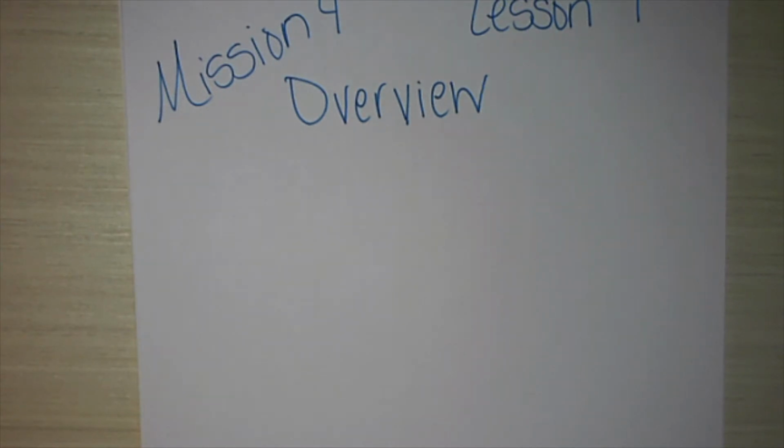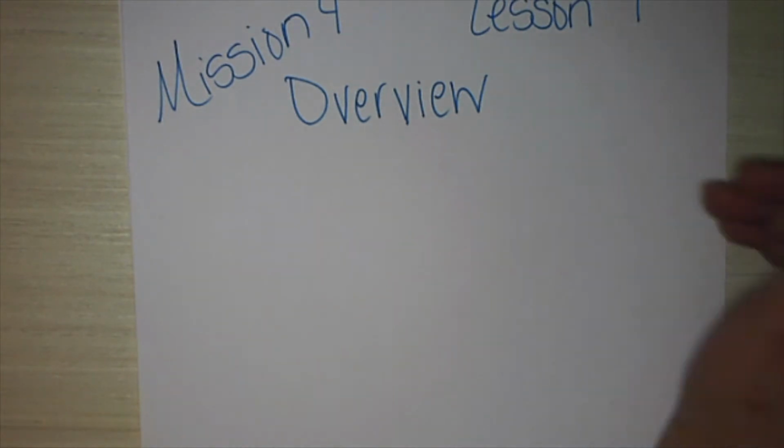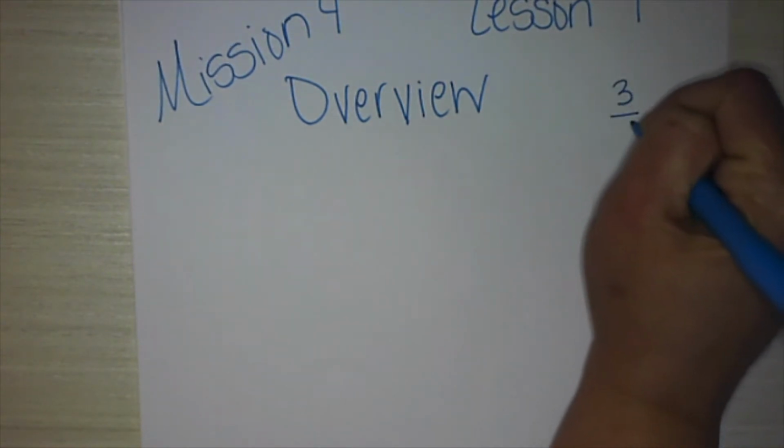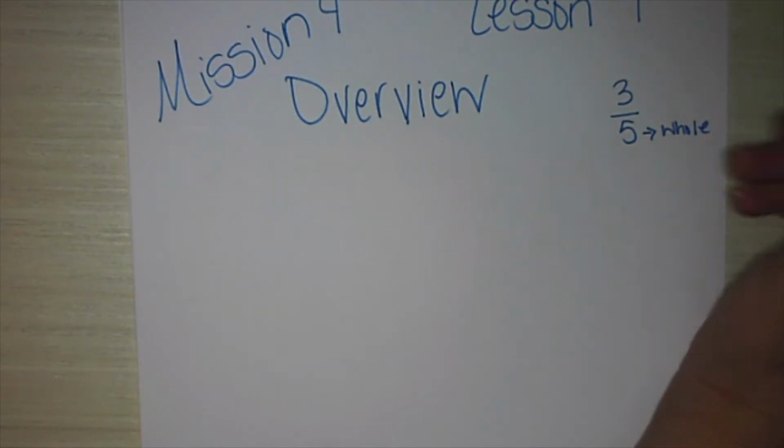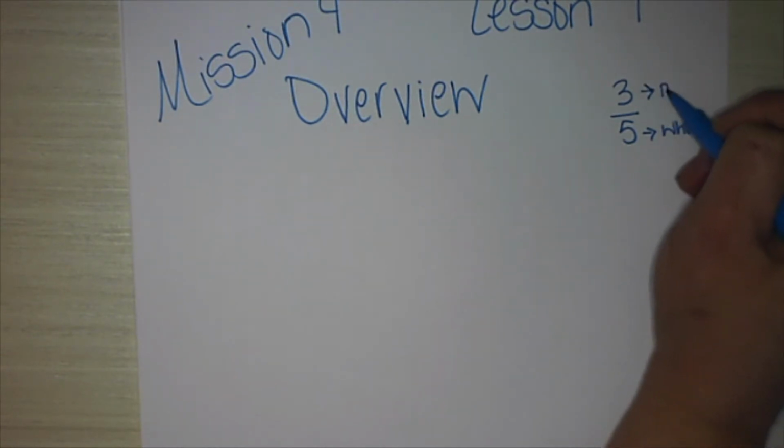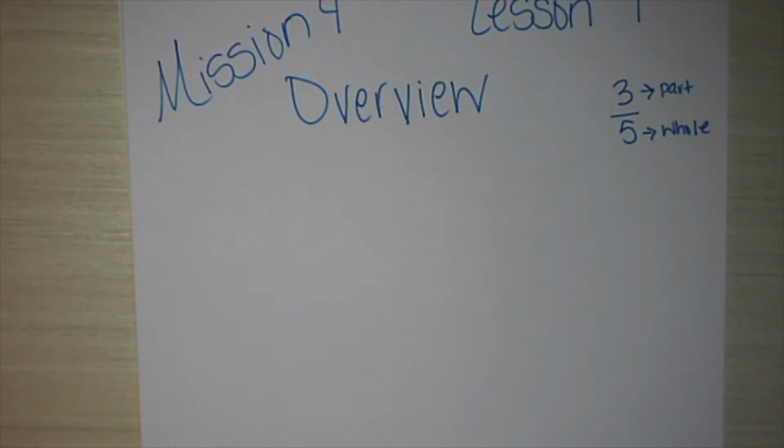For this first lesson, the terms that you are going to need to know are denominator and numerator. Let's remember that a denominator is the bottom number in a fractional unit, and it means what the whole is. So 3/5, 5 would be the denominator. The numerator is the top number of fractional units. It represents how many you have. So 3/5, 5 is the denominator, it represents the whole. 3 is the numerator, it represents the part.